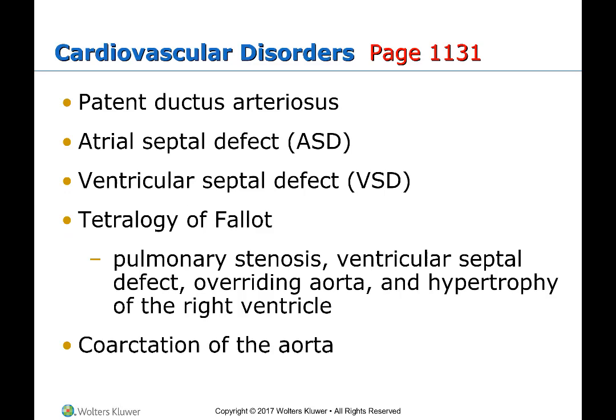Cardiovascular disorders. It's better, I know on one of these I gave you a video that you could go look up. So I'm not getting all into this because it's a little bit hard describing all this without pictures and so on.